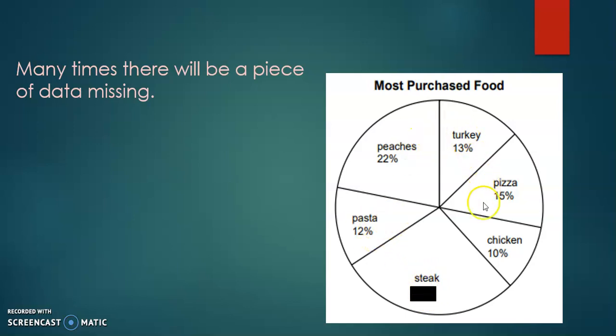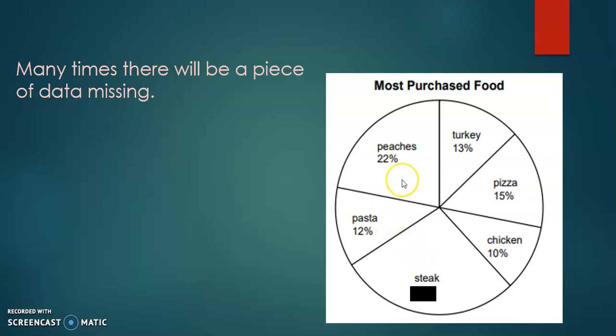So just by looking at it, I can see that chicken is the least purchased food that we have here. And even without knowing what percentage this is, it looks like steak is the largest. So steak looks larger than peaches, so I'm going to think that this is the largest. Now, how can I know for sure that that one's the largest and what percentage steak is purchased? So like we talked about on the last slide, all of the parts of your circle graph need to add up to equal 100%.